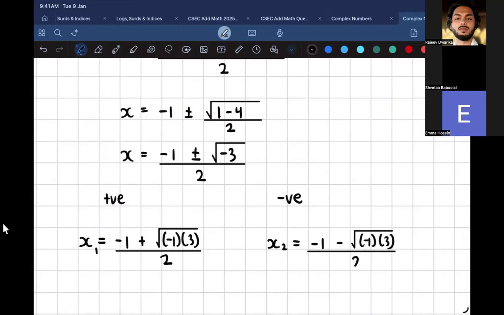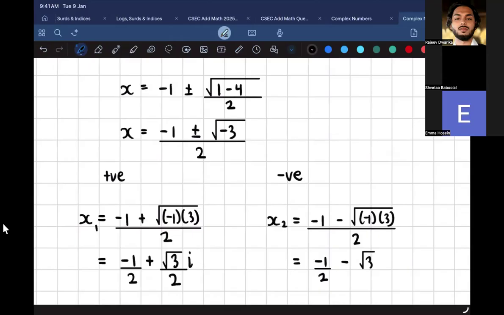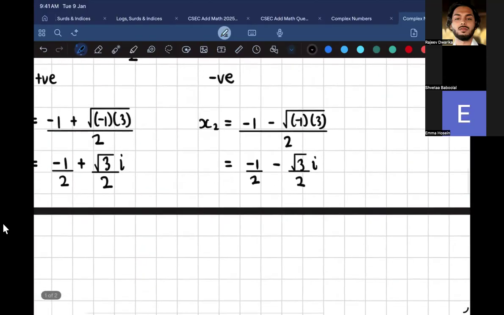x2 would be equal to -1 minus the square root, the same thing essentially, all over 2. So if this is the case, x1 will be equal to what? That'll be -1 plus root 3i over 2. And if I were to separate the fractions, you'd end up with -1 over 2 plus root 3 over 2i. And x2 would be -1 over 2 minus root 3i all over 2. What do you notice, Rita? It's in the complex number form. Right. So it's in the form a plus bi.